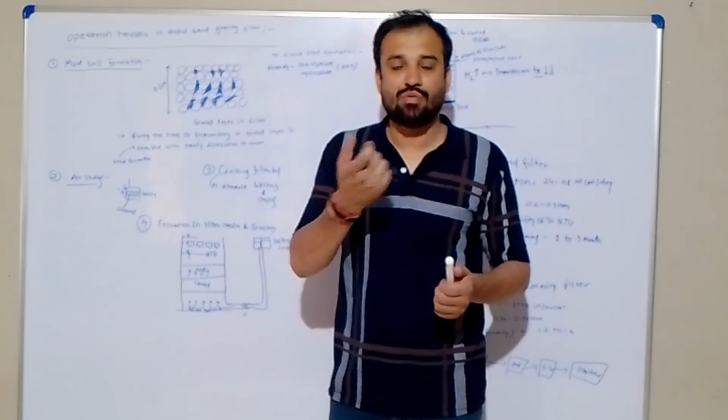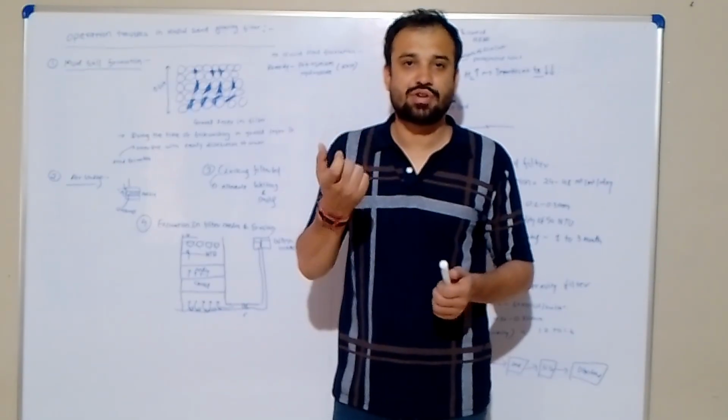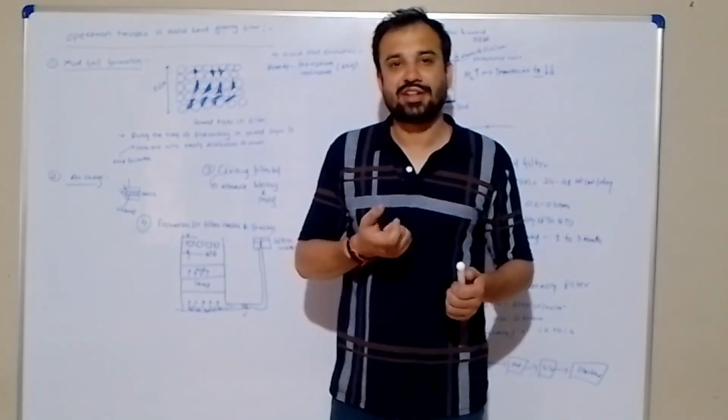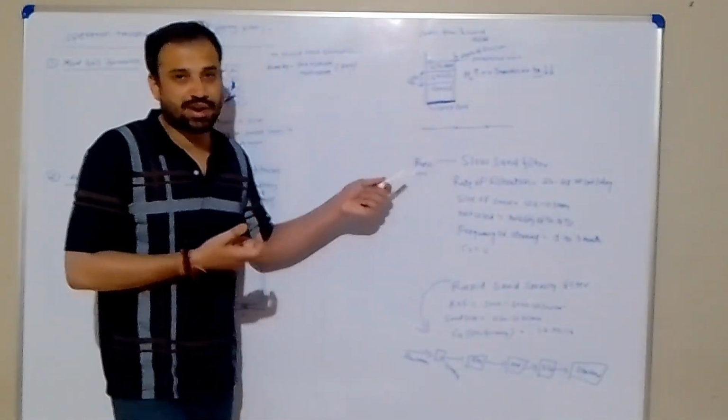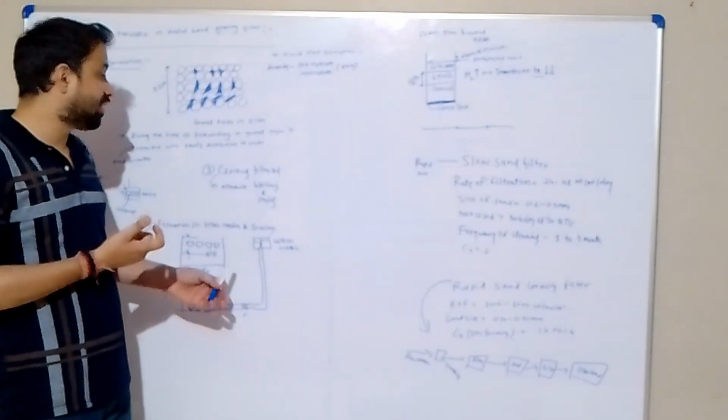This whole process, where the filtration operation is taking place, is the procedure for producing the filtered water, and the cleaning of the filter is called the operation trouble, where backwashing is provided and the filtered water is collected.